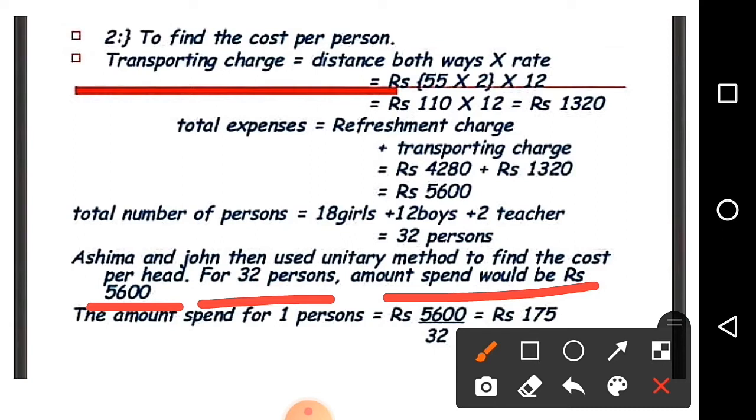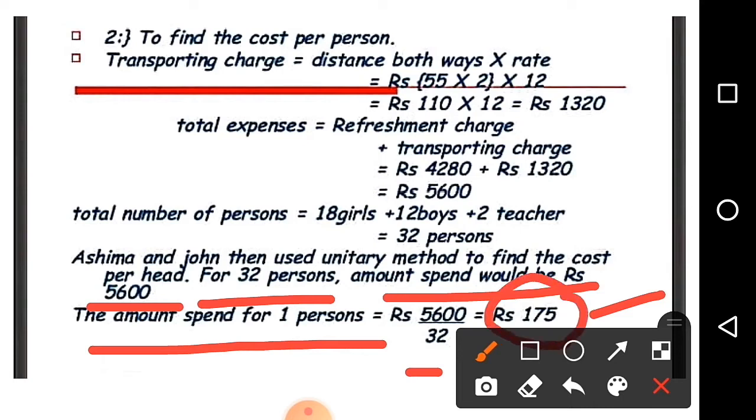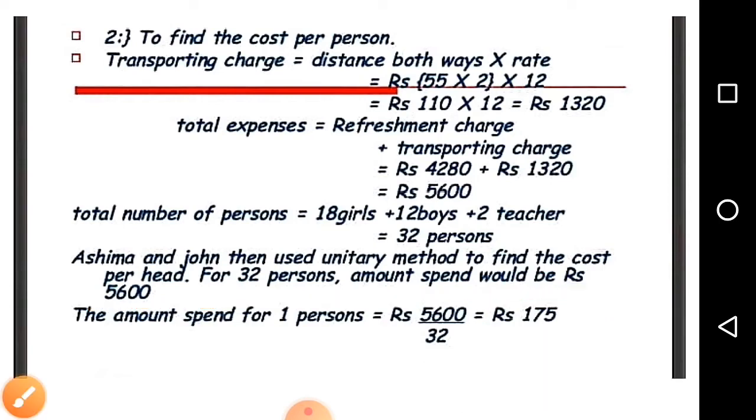Now they are asking what will be the amount for one person per head, right? This is the question. So per head, so क्या करेंगे जो total rupees है and total person है that both we will divide. So this we will divide. So 5600 divided by 32. So after cancellation you will get rupees 175. So this will be your final answer, rupees 175. So this will be the final answer, the amount spent for one person.